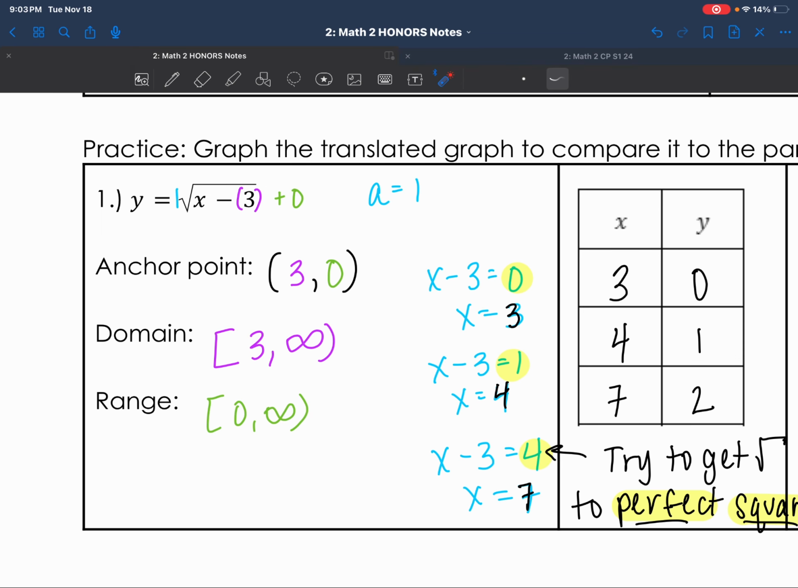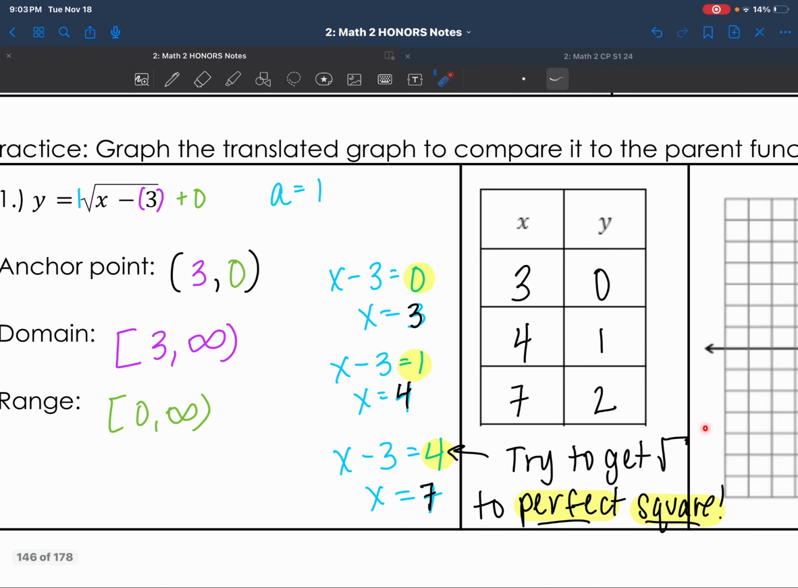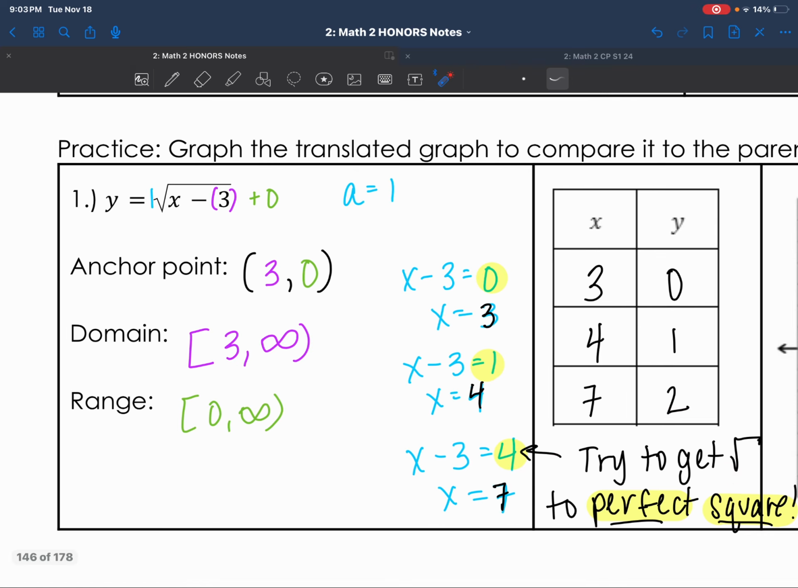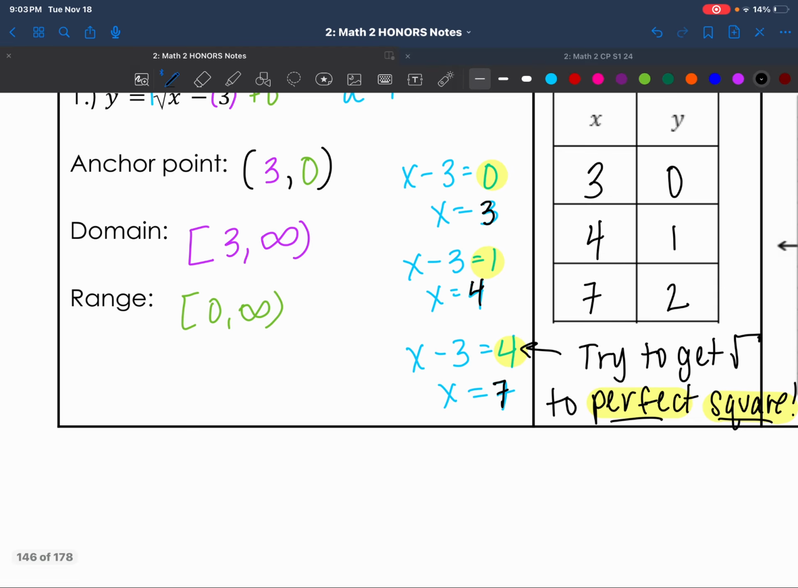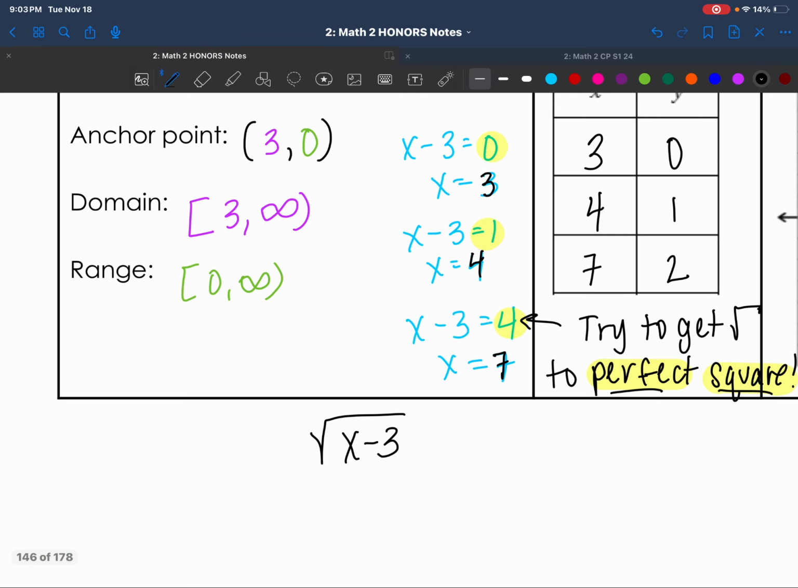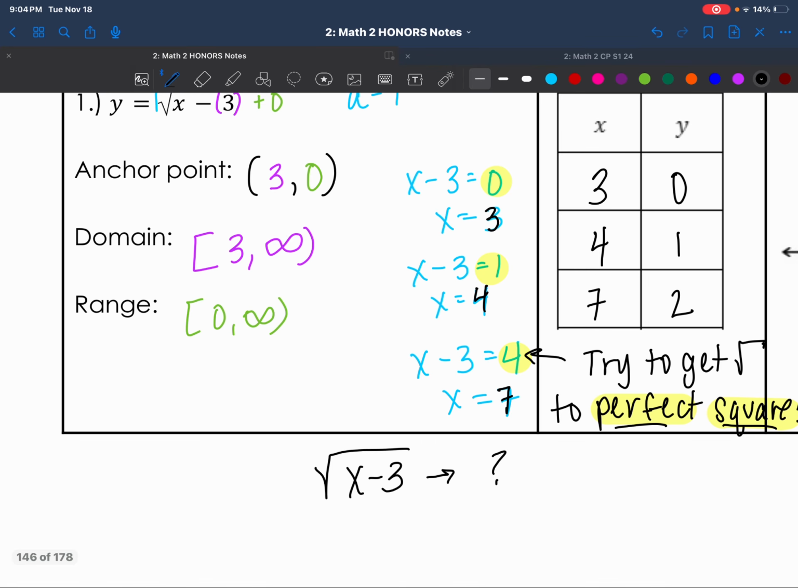Now, here's the tricky part, figuring out what to plot. The goal is you want to get the radical to be a perfect square. So if we were to have, let me go down here where I've got a little bit more room, it's x minus 3 under the radical. We want to figure out, what do we need to get a perfect square? Well, the first perfect square we're going to look at would be 0, which is your anchor point.